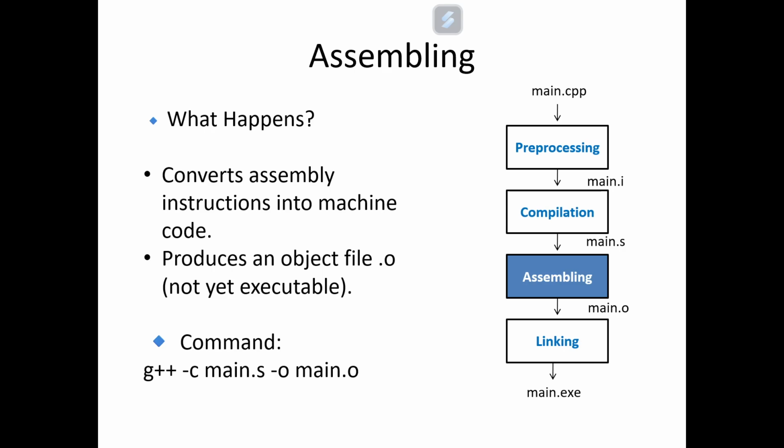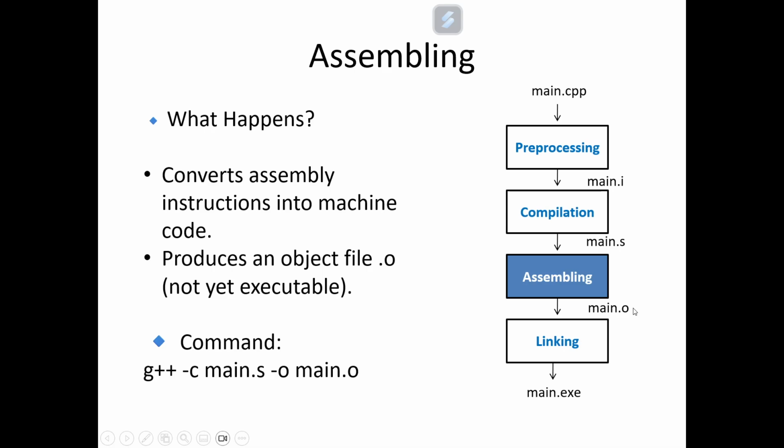Now let us go to step 3, which is assembling. We assemble the assembly code into a machine readable format using the following command, which is g++ -c main.s -o main.o. Here you see main.s is the input to the assembling process. The assembler will be called. It will translate the contents of main.s to main.o, which is an object file containing machine code, but it is not yet executable.